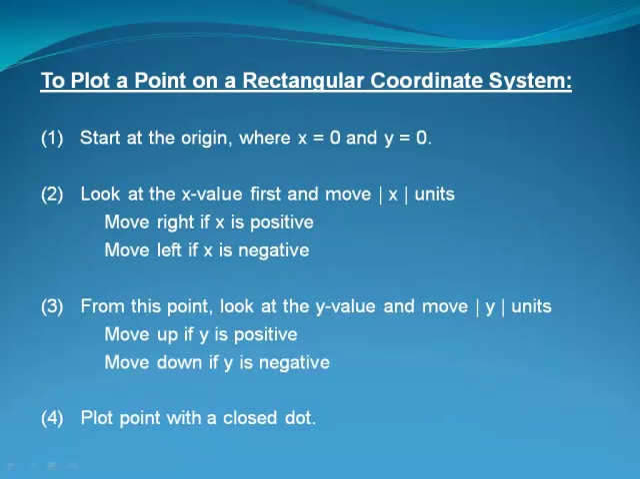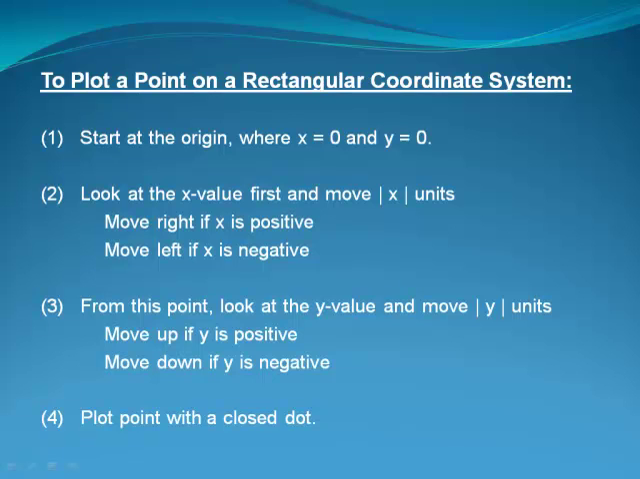Okay, here are our steps, and then we're going to do some examples. To plot a point on a rectangular or a Cartesian coordinate system, you want to start at the origin where x is 0 and y is 0. Your next step is to look at the x value first and move the absolute value of x units. Now what that means is you're going to look at the x value and just look at the number first. Don't worry about whether it's, say, a positive 5 or a negative 5. Once you figure out how many units you're going to move, then you'll move right if x was originally positive, and you'll move left if x was originally negative.